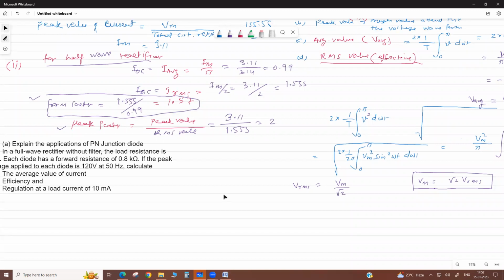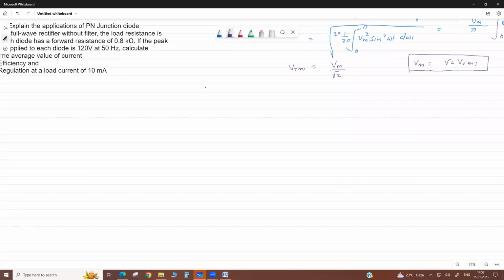Now one important thing. When we talk about a half wave diode rectifier, this is different from a full wave rectifier. A full wave rectifier means with two diodes or four diodes. Here it is only a single diode.